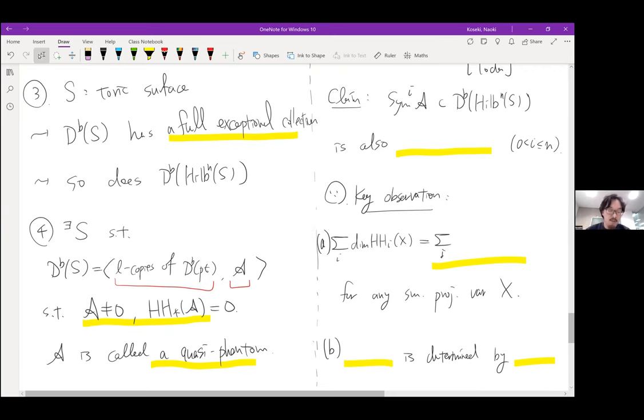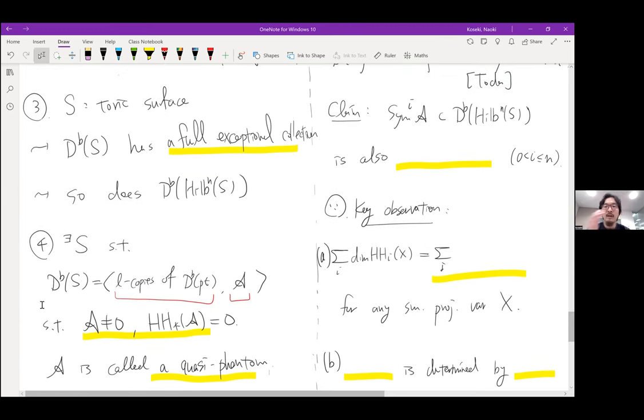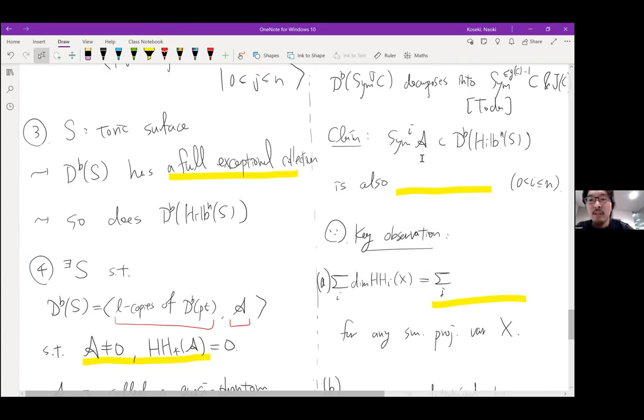And now there are lots of such examples for D^b of the surface. The original one is due to, there are many examples of such surfaces, typically of general type. And my claim is that if we consider symmetric products of A, which sits inside D^b of the Hilbert scheme, it's again a Hochschild phantom.